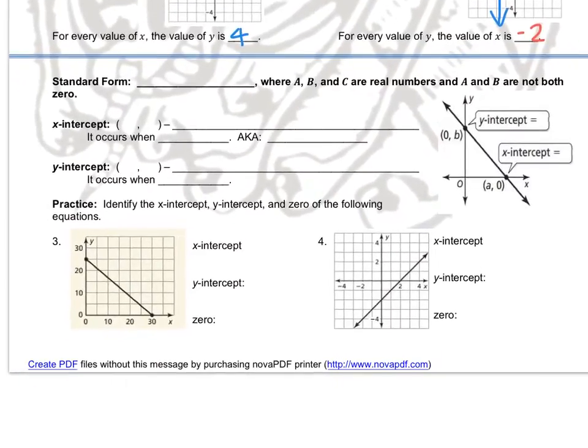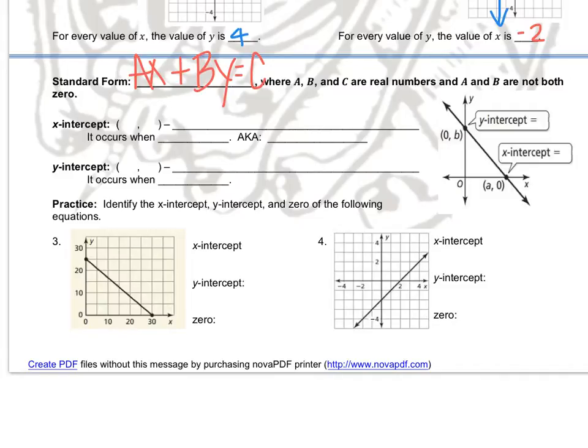All right, standard form of a line is the form that's written Ax plus By equals C. Please make sure you're capitalizing these, because this is different than what we did with a and b a second ago. This is called the standard form of a line. A, B, and C are real numbers, and A and B cannot both be 0.